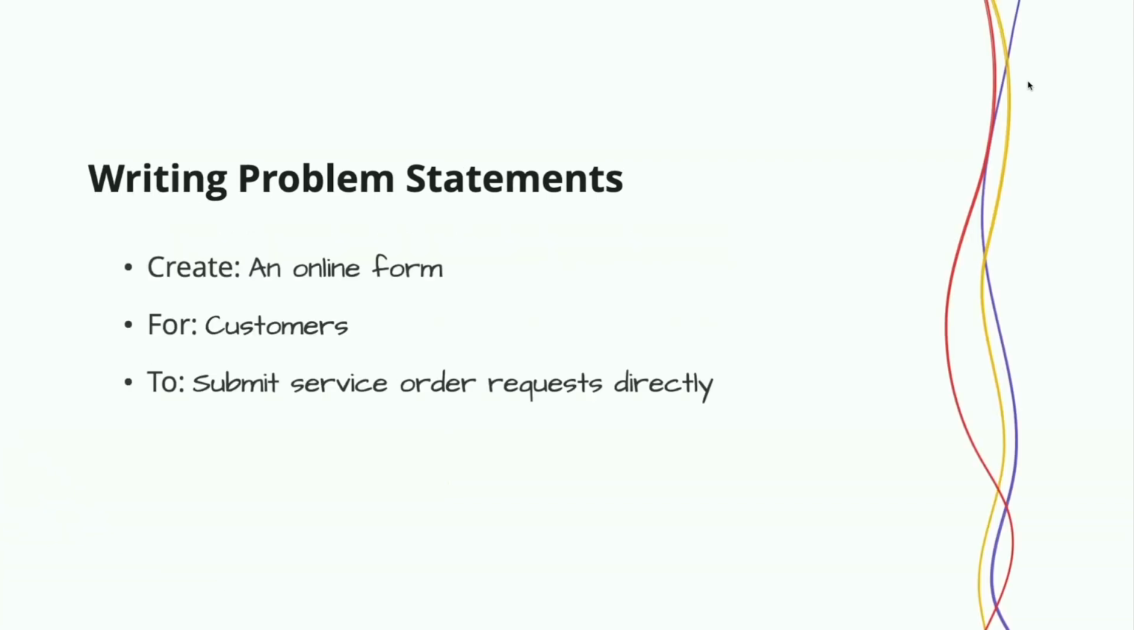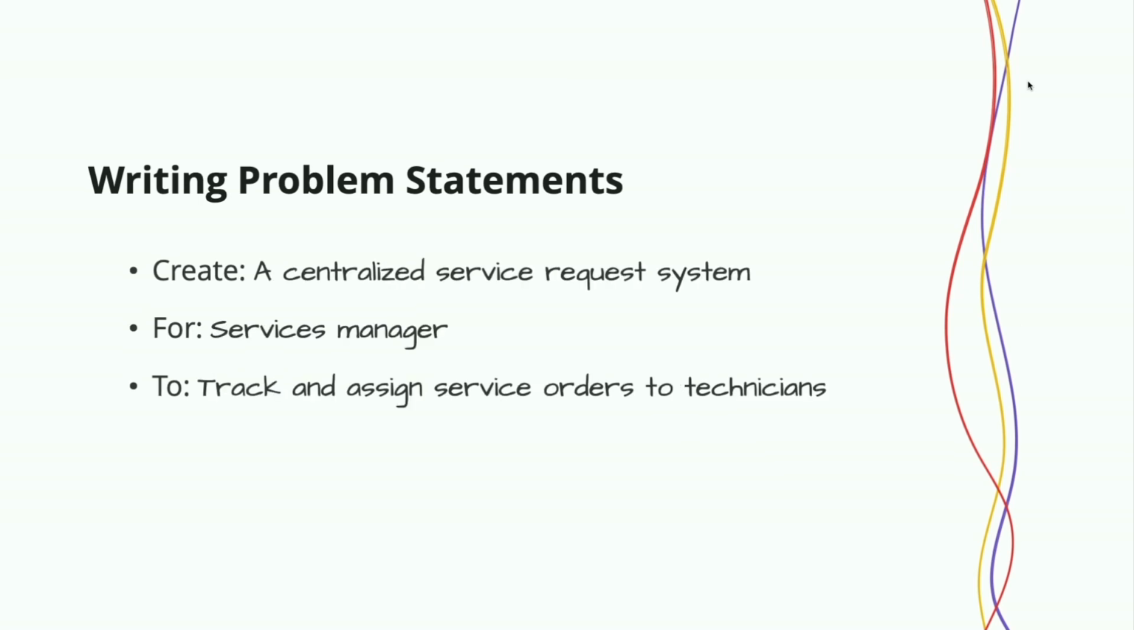So this is a good example of a problem statement. Let's create an online service request form for our customers to use, which they'll be able to access on our website, to submit order requests directly to us. That's a good problem statement. It's very clear what we need to do. It's clear who's going to use it. It's clear what it's supposed to do. We can now measure against, have we done that? Are we solving this problem that we have?